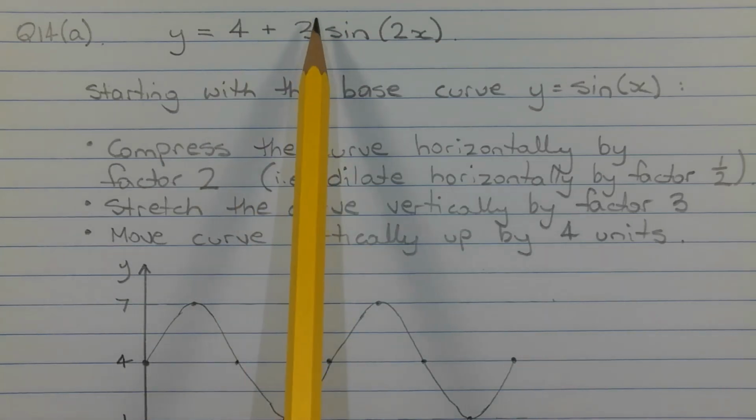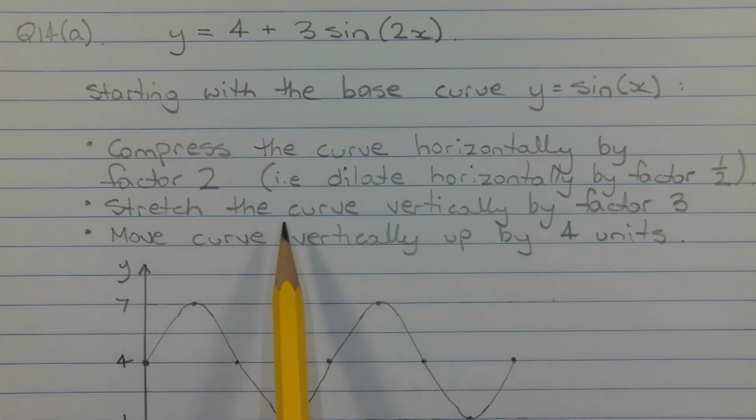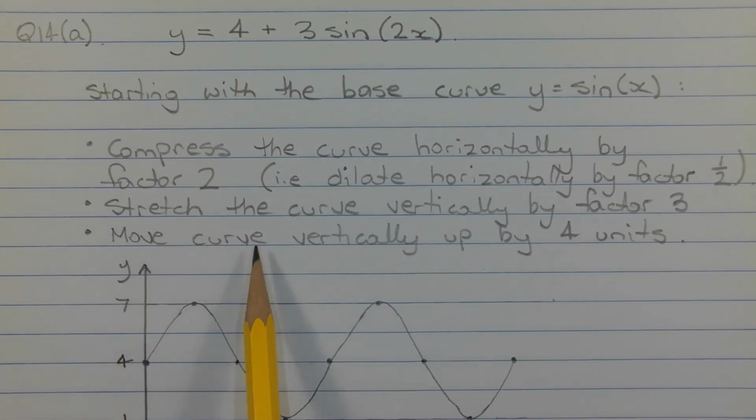Now let's consider what the 3 does here. This stretches the curve vertically by factor 3. In other words, it dilates the curve vertically by factor 3. So that's a stretch in the vertical direction. Lastly, the 4 here moves or translates the curve vertically up by 4 units.